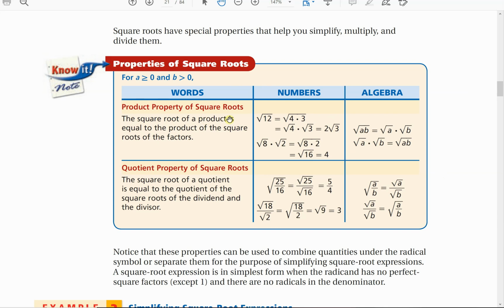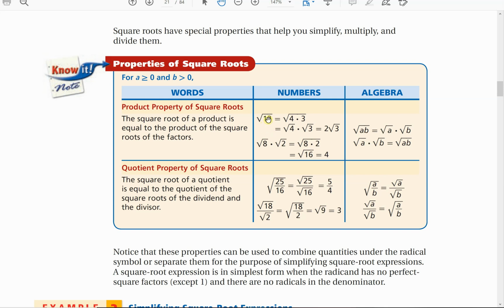The square root of a product is equal to the product of the square roots of the factors. So the square root of AB is equal to the square root of A times the square root of B. And it works the other way too. If I have the square root of A times the square root of B, so if I have two square roots and I'm multiplying them together, I can take the square root of the product. So how do I use this?